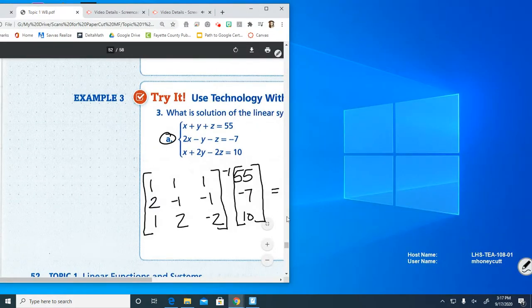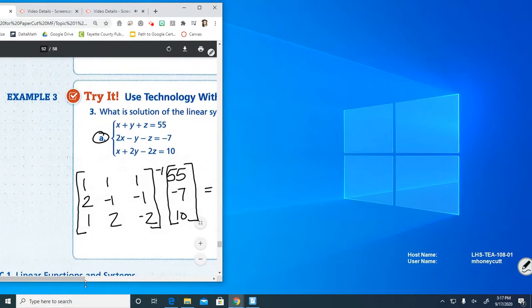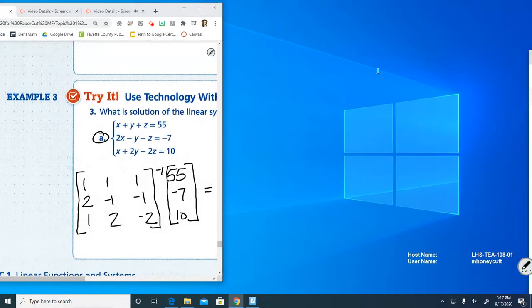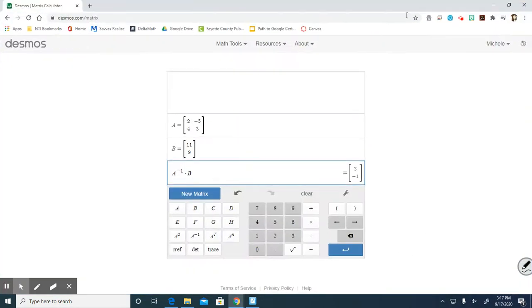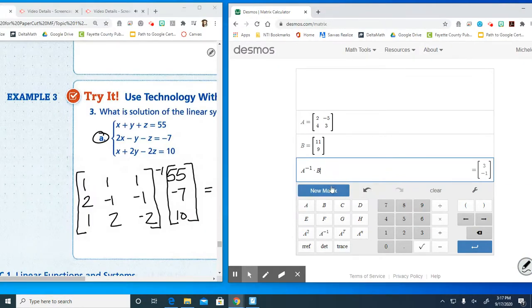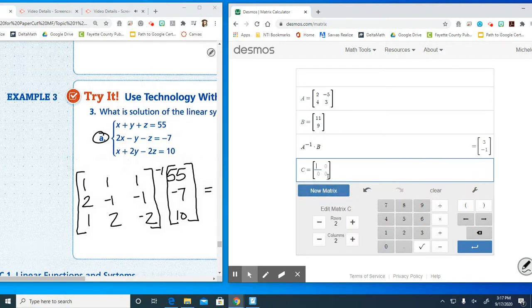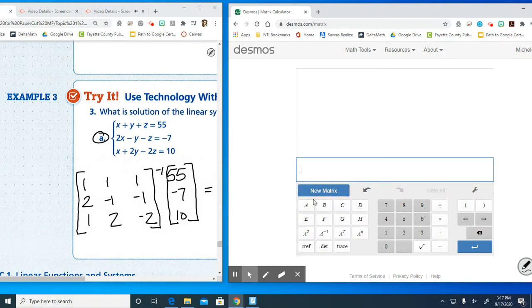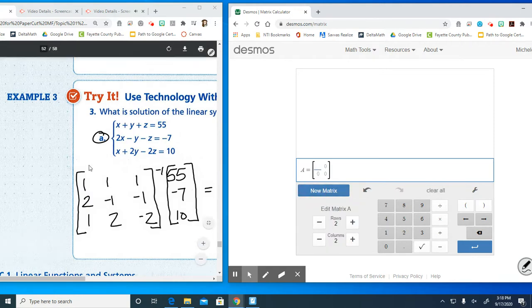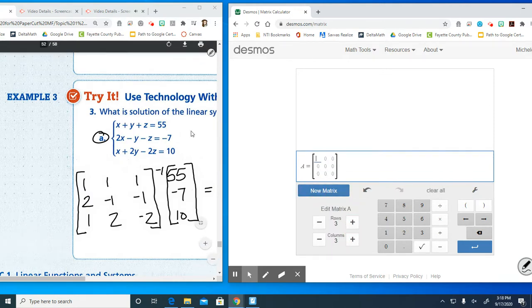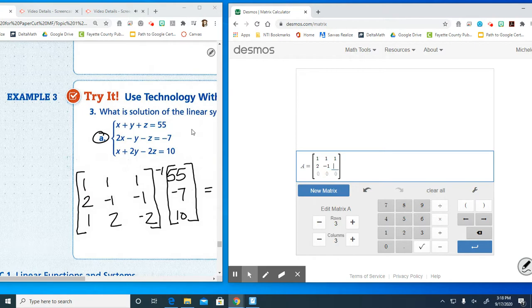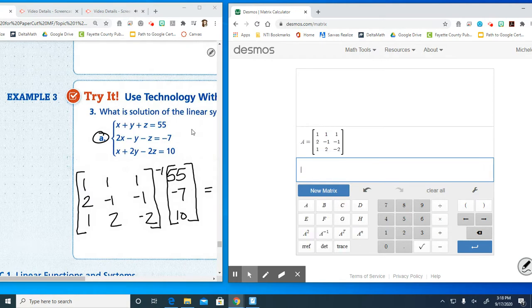So again, grab Desmos. Slide it over. I'm going to clear everything out. I need a new matrix. This time, matrix A, I have 3 rows and 3 columns. So I'm going to type everything in: 1, 1, 1. I'm pressing tab to get to each new number, and each new number is called an element. Then 1, 2, -2. Okay, so there's matrix A.